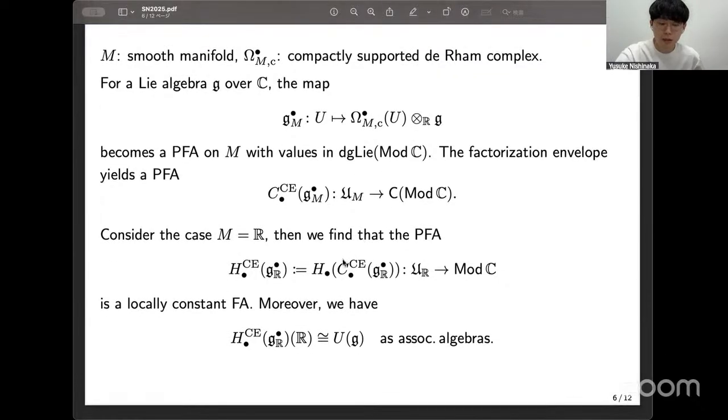Now let's look at the case where M is the real line. By taking homology, we get a prefactorization algebra with values in linear spaces, and it turns out to be locally constant. So therefore, the space of global sections carries the structure of an associative algebra, which is isomorphic to the enveloping algebra of g.